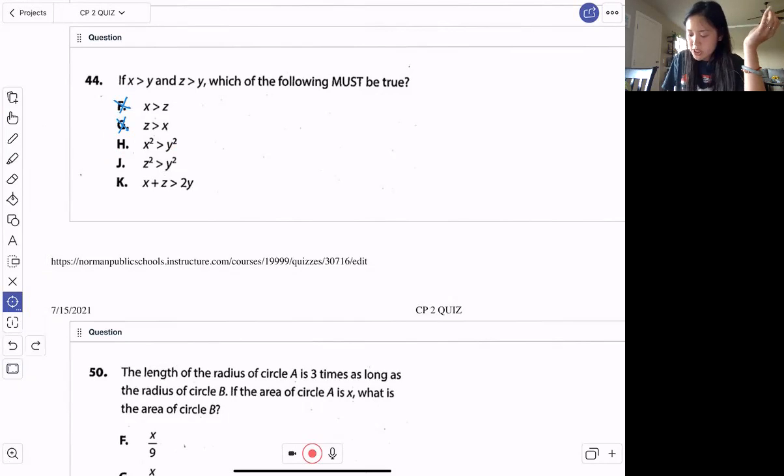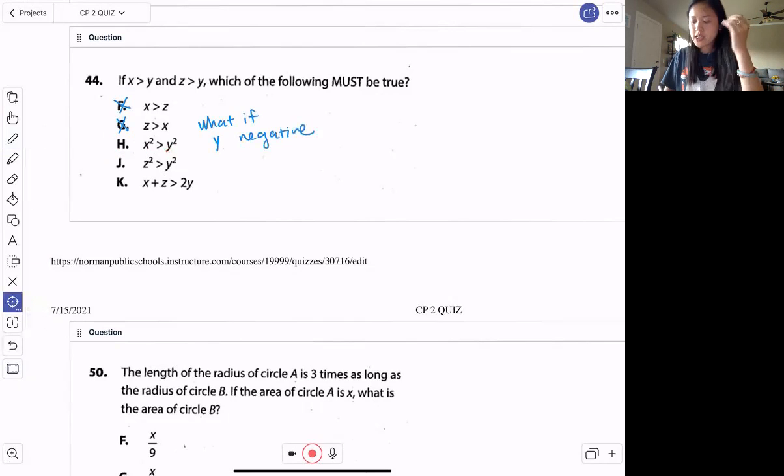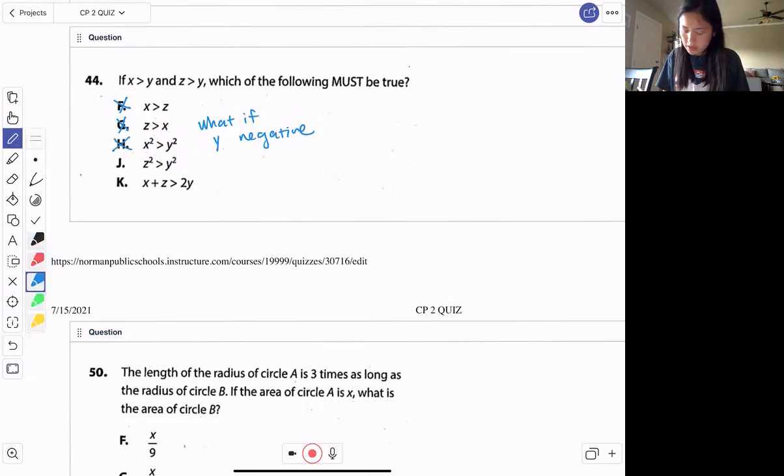Well, actually, that would change the game because what if Y is a negative number? What if all this time Y was negative? What if Y is negative? Because if that's the case, if Y is a bigger integer but just negative, if you square it, it turns positive, X might no longer be bigger. So I don't think this could be true either.